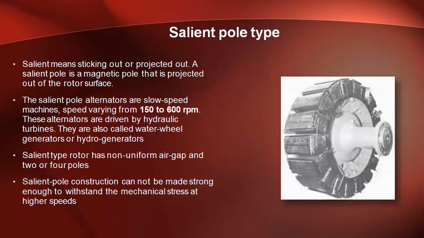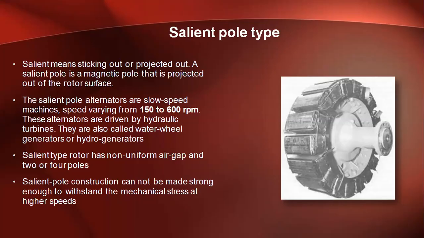So in a salient pole type rotor, it has more number of poles. So the rotor diameter is large. It has a larger diameter and a small axial length. The prime movers or turbines used are of low speed, such as hydraulic turbines, okay, Pelton wheel. So all these turbines have low speed. They are used for low and medium speed applications.